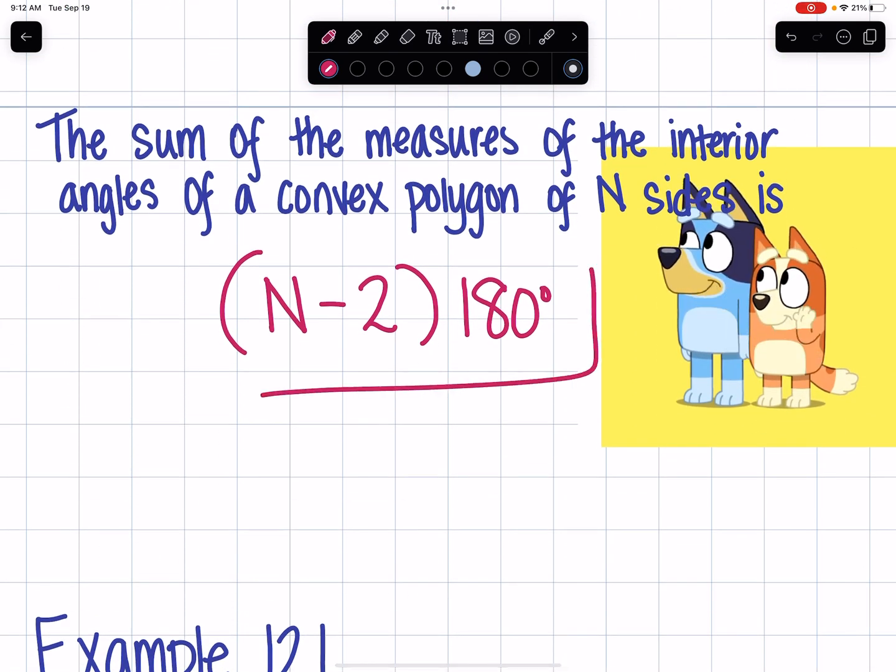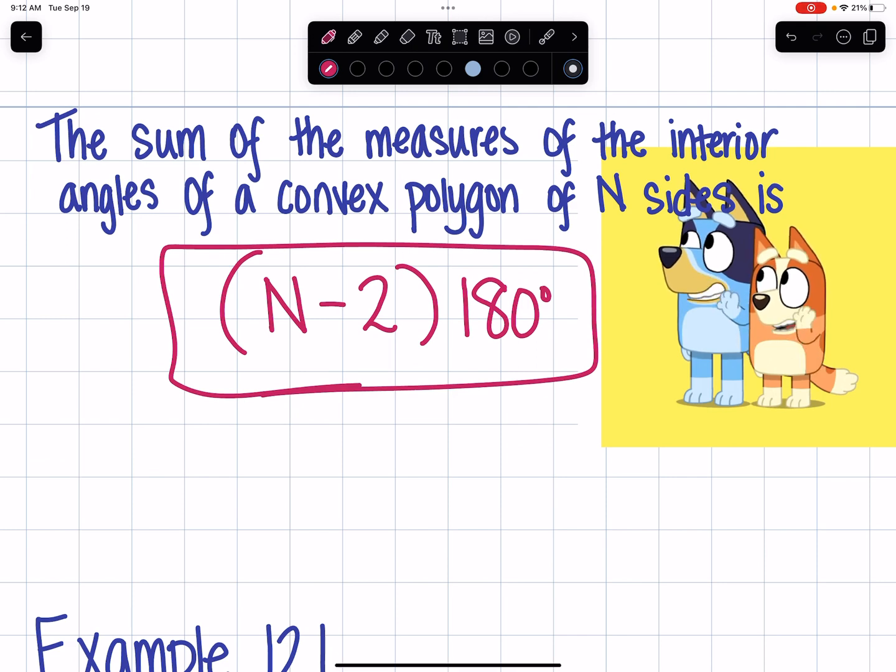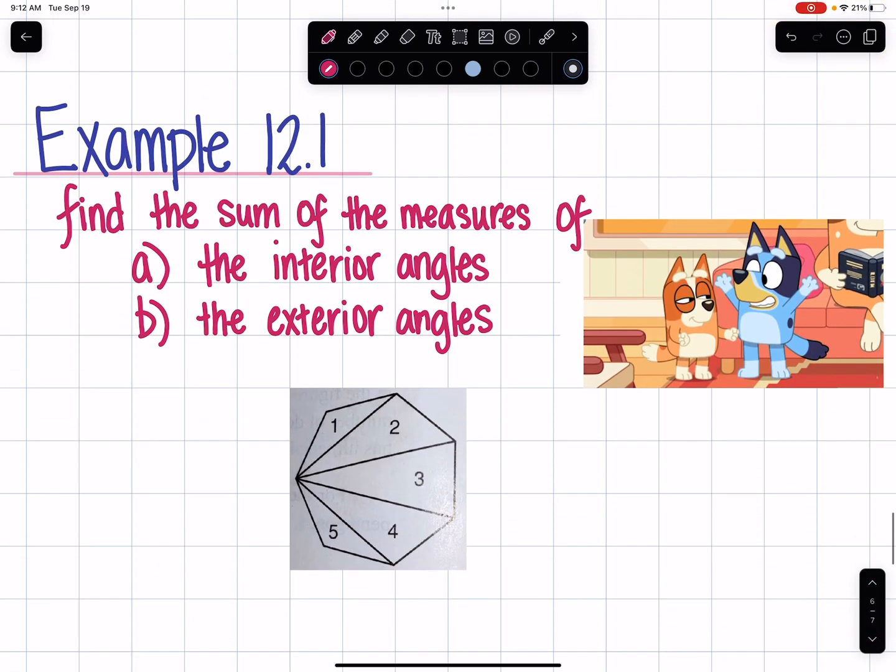Oh, this is what I just said. Bluey and Bingo are fascinated by this. The sum of the measures of the interior angles of a convex polygon of n sides is n minus 2 times 180. All right, let's do an example.